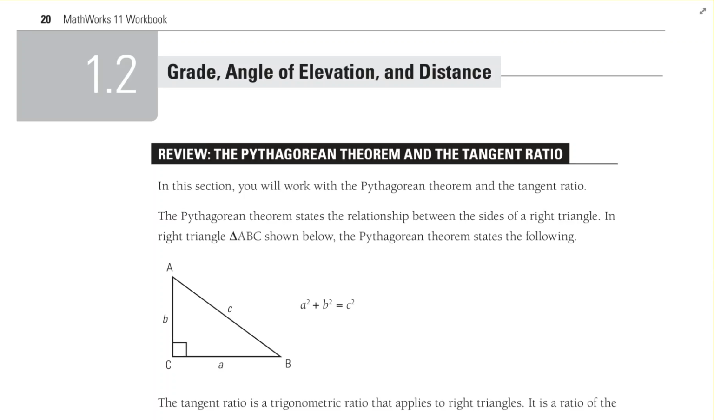Okay, welcome back. We're going to be doing lesson 1.2 now. This one's going to be talking about grade. No, not the grade that you're going to get. It's a different meaning for that. Angle of elevation and distance.